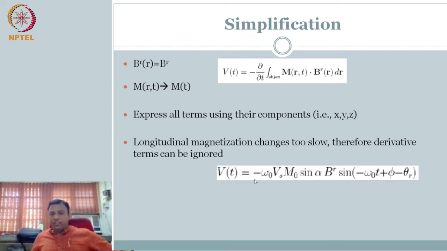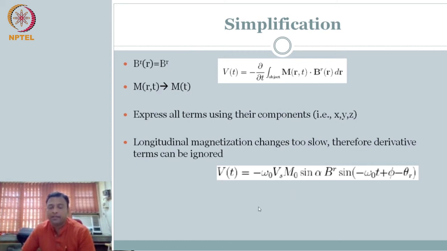We can write V of t is nothing but omega naught Vs. Vs is now sample volume, not voltage. This is a very common mistake students have when you read the text. Vs is sample volume, not your voltage. Okay, so beware of that. Then you have your M naught, S sine alpha, Br, and the sine quantity. Okay, so notice now that this is the voltage that you are getting.